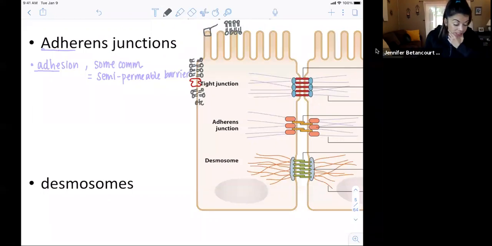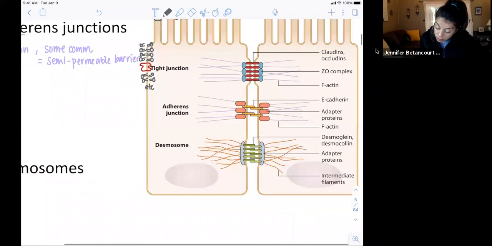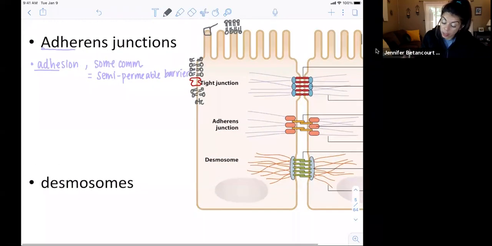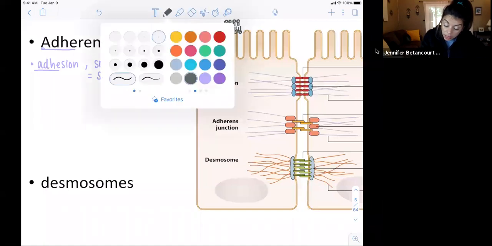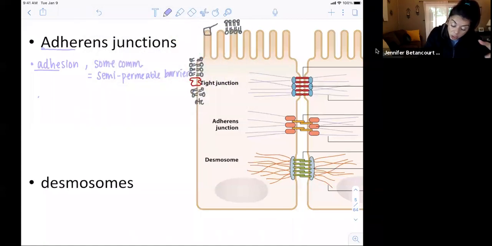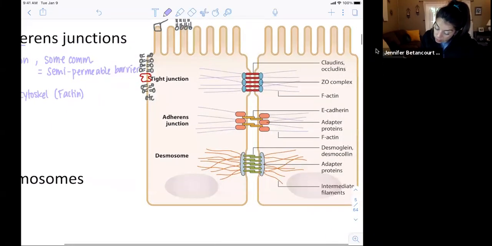Okay, let's see. In these adherens junctions, you have a couple of different types. Let's just take a peek at what we have. We have these things called adapter proteins, and then these things called cadherins. This is just one type of adherens junction that they're showing. But here's one similarity between adherens junctions and tight junctions: you still have attachment. They're associated with the cytoskeleton. In this case, here's your F-actin right here.